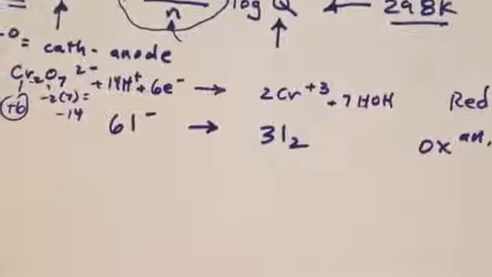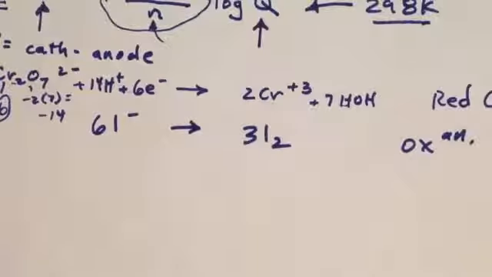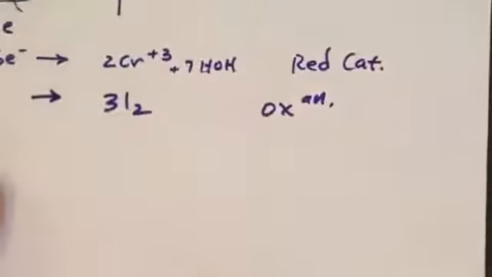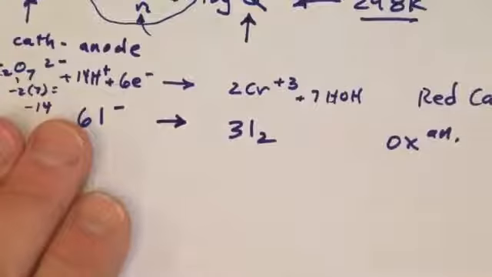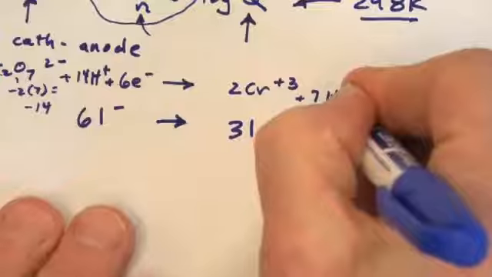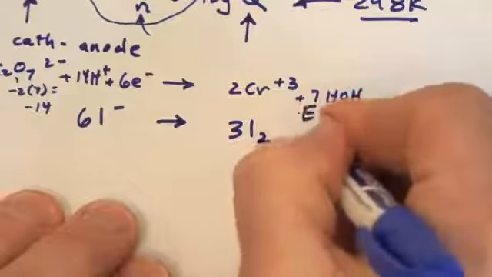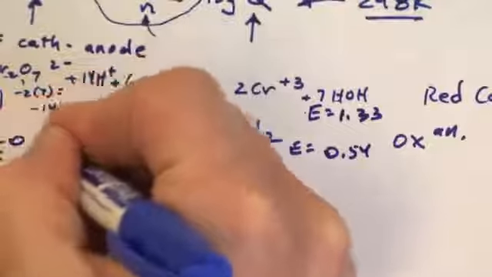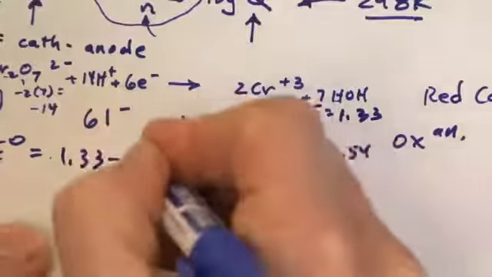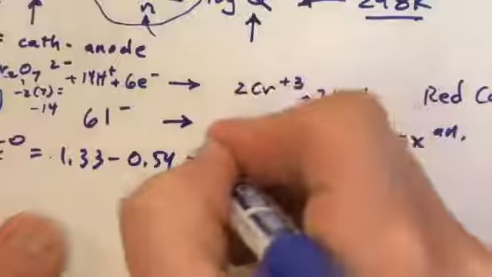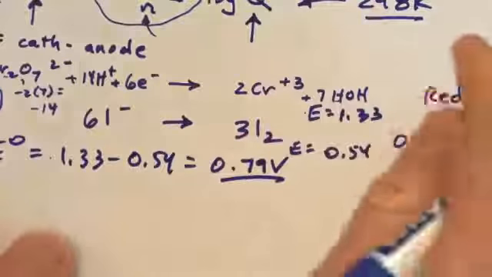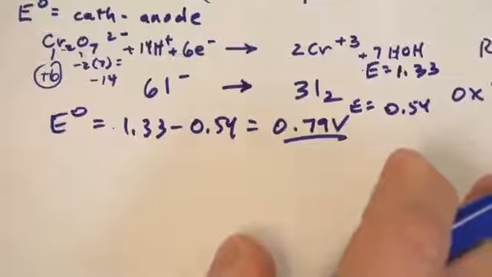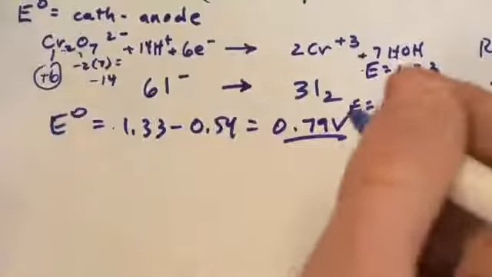Now we've got to look these up for standard reduction potentials, and I'll just give them to you right now. The standard reduction potential for the chromium ion right here is 1.33, and the standard reduction potential for the iodine is 0.54. So we take cathode minus anode, and so our E circle for this cell is 1.33 minus 0.54, and when you subtract those in your calculator, you end up with 0.79 volts. So that's the standard cell potential. That's at standard temperature, and of course when we're in 1 molar solutions, or 1 atmosphere pressure for everything.